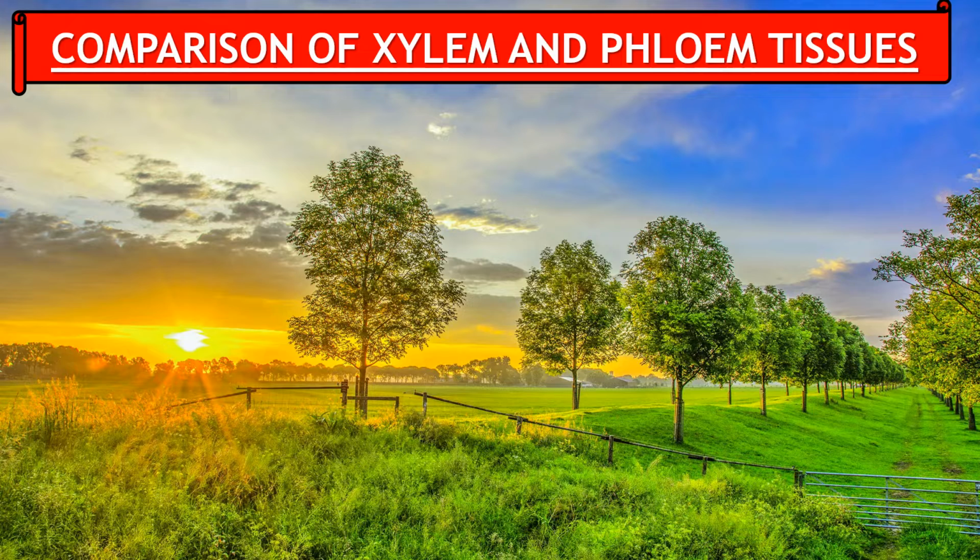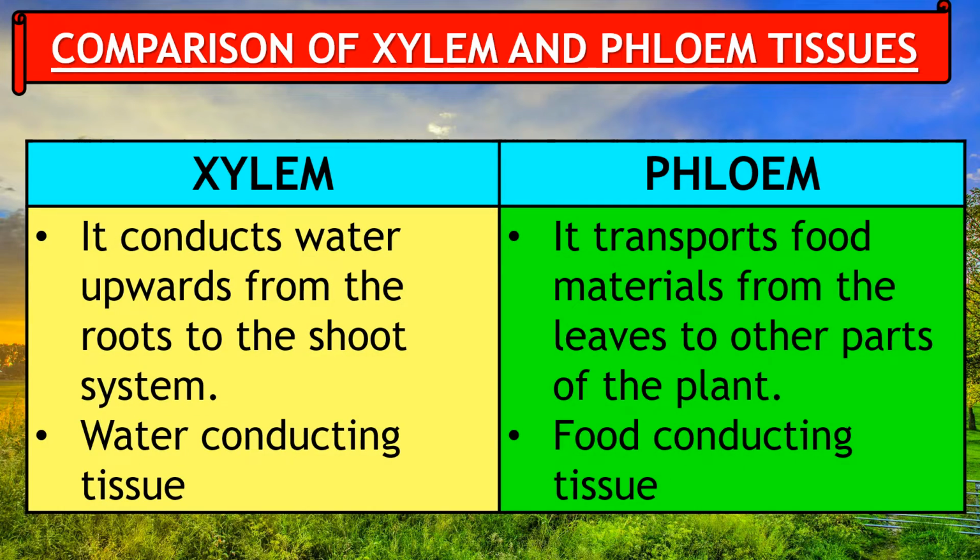Comparison between xylem and phloem tissues. Xylem conducts water upwards from the roots to the shoot system, hence it is also known as a water conducting tissue, whereas phloem transports food materials from the leaves to other parts of the plant, hence phloem is also known as food conducting tissue.